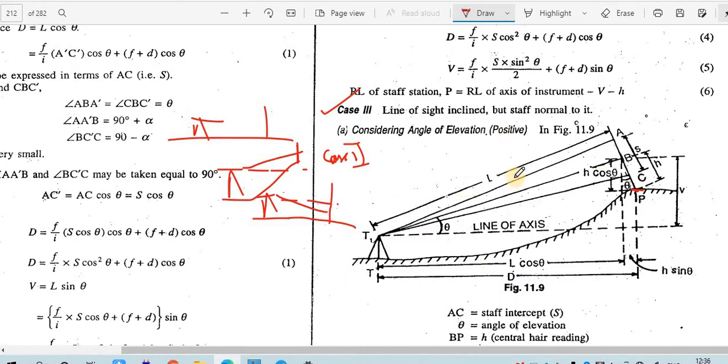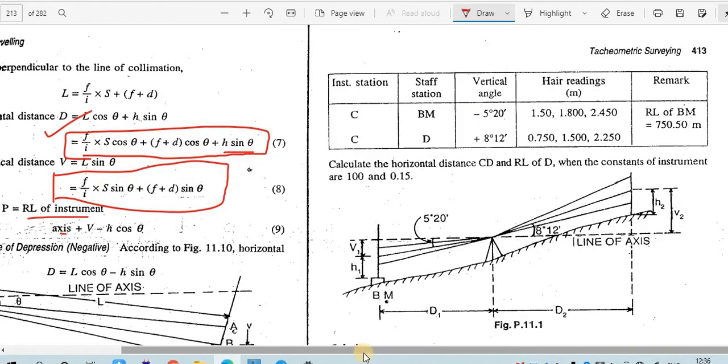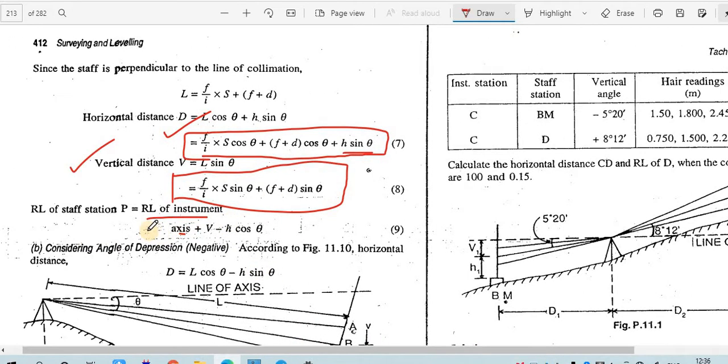I'm not explaining this derivation in detail because it is asked when you are allowed to write physical papers, but nowadays your university is conducting exams in MCQ form, so that derivation is not that important from your current exam point of view. You need to understand the formula and the various terms used in this particular case. So this is the RL, this is the formula for D and this is the formula for V.